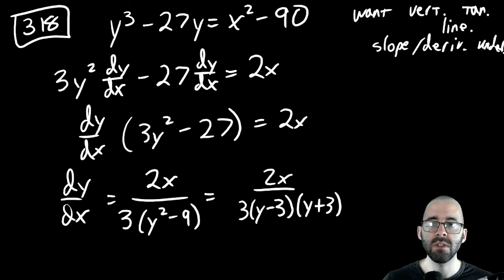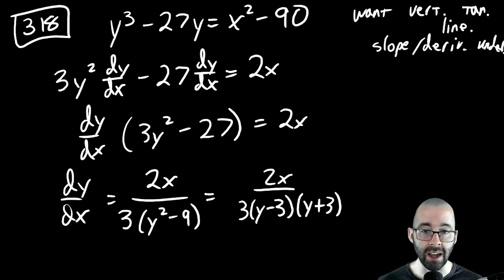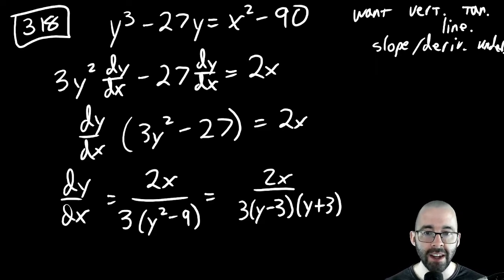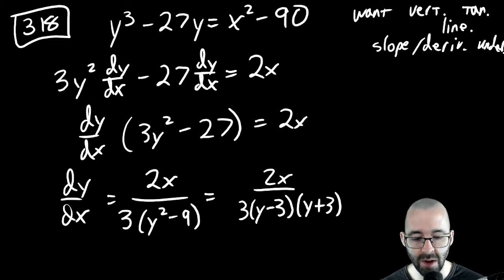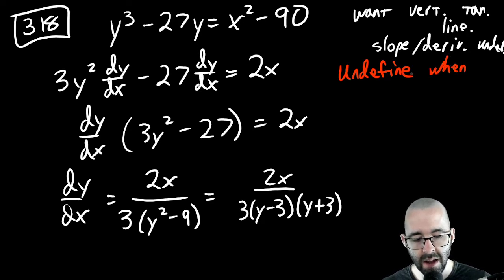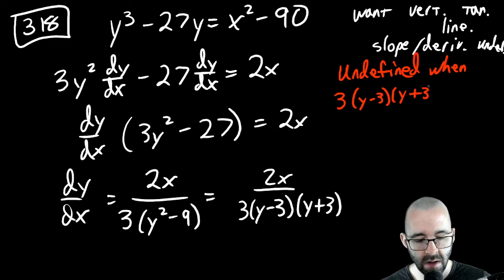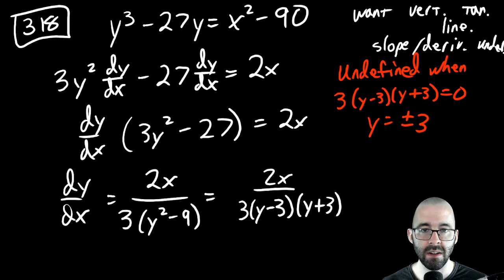And what are we doing? We want a vertical tangent line. We want the slope of that tangent line to basically be infinite. We want to know when is the derivative undefined. Well, a rational function is undefined when the denominator is equal to 0. This is going to be undefined when the denominator equals 0. So that's when y is plus or minus 3.